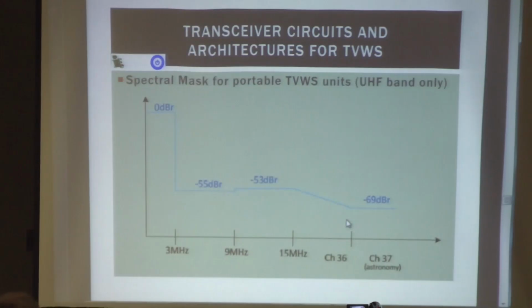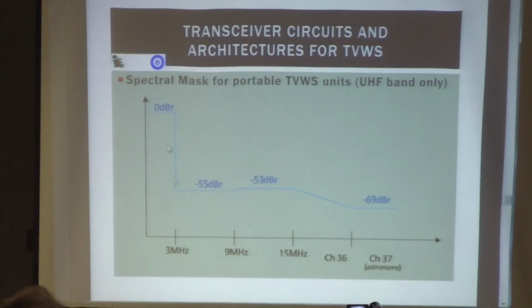Now, if you go to portable TVWS devices, it's a bit more relaxed. The reason why it's a bit more relaxed, as we'll see later, is that the transmit power out of the portable device is actually much lower than that of fixed devices. So for the N+1 it's still minus 55, but the N+2 is more relaxed, and the radio astronomy channel over here, channel 37, is more relaxed as well.